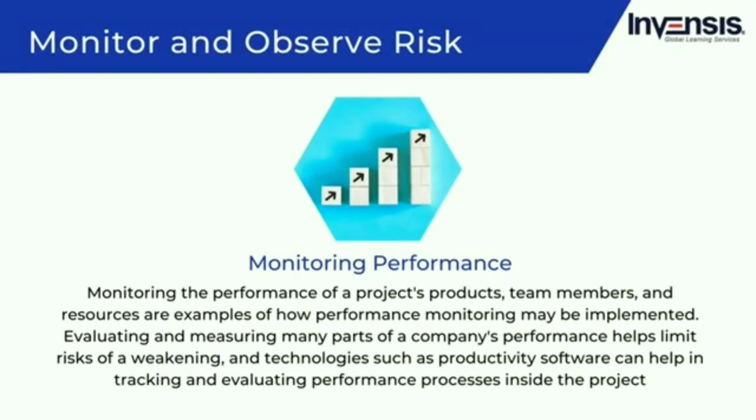Third is monitoring performance. Monitoring the performance of a project's products, team members, and resources are examples of how performance monitoring can be implemented. Evaluating and measuring many parts of a company's performance helps limit risks of weakening, and technologies such as productivity software can aid in tracking and evaluating performance processes inside the project. The performance of employees can be monitored through the design and implementation of regular performance reviews, and the performance of products can be monitored through continuous product testing and review.